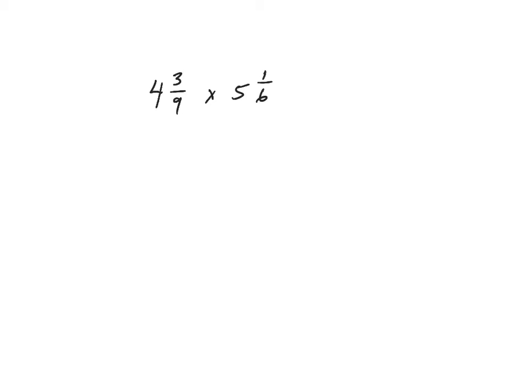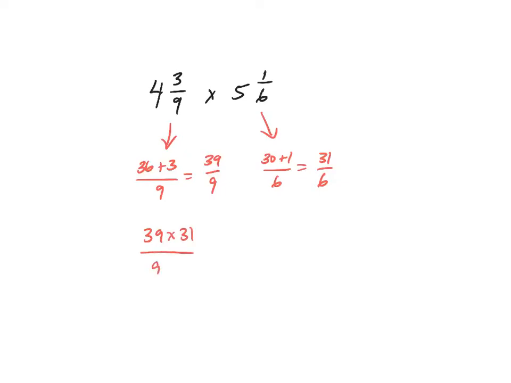So if I'm changing these to improper fractions, I have 4 groups of 9, or 36, plus 3 more. So altogether I have 39 ninths. And I have 5 groups of 6, or 30, plus 1 more, which is 31/6. So when I look at this problem, I have 39 times 31 over 9 times 6.